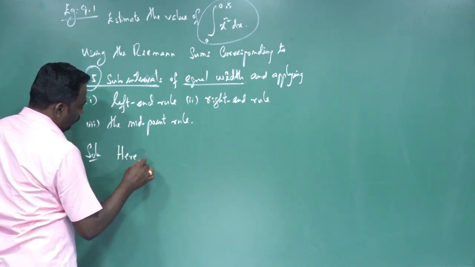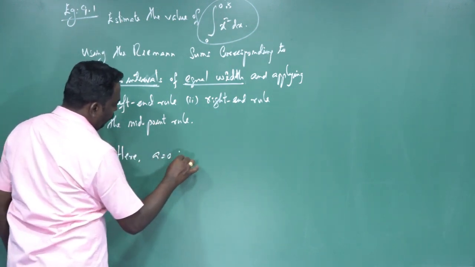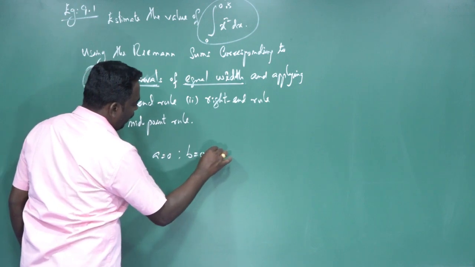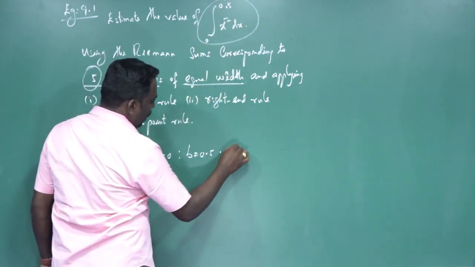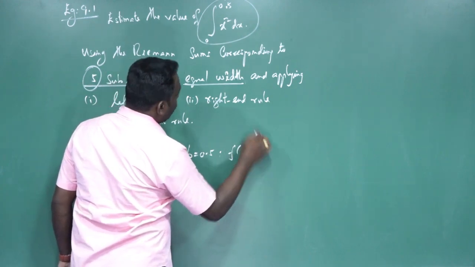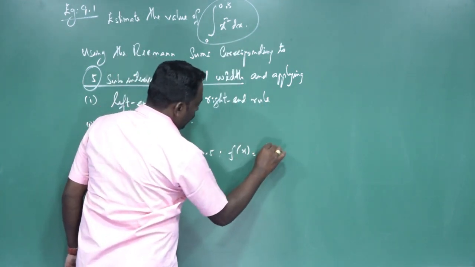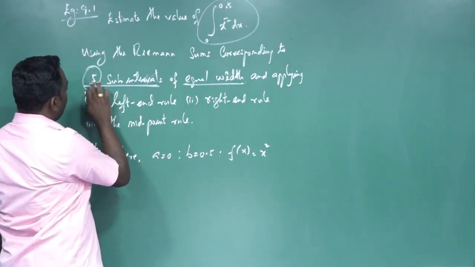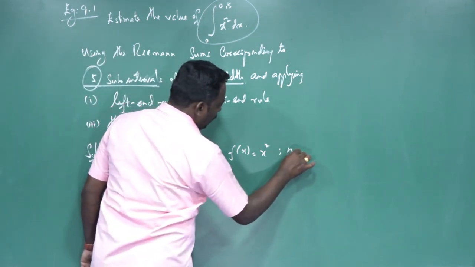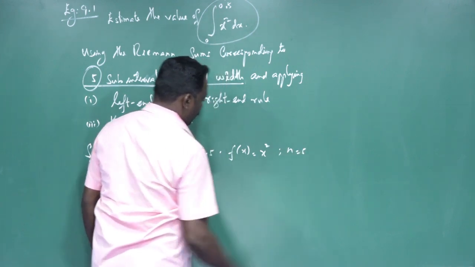Here a equal to 0, b equal to 0.5, and the function is f(x) equal to x squared, and the number of subdivisions, or sub-intervals, is 5. Therefore, n equal to 5.